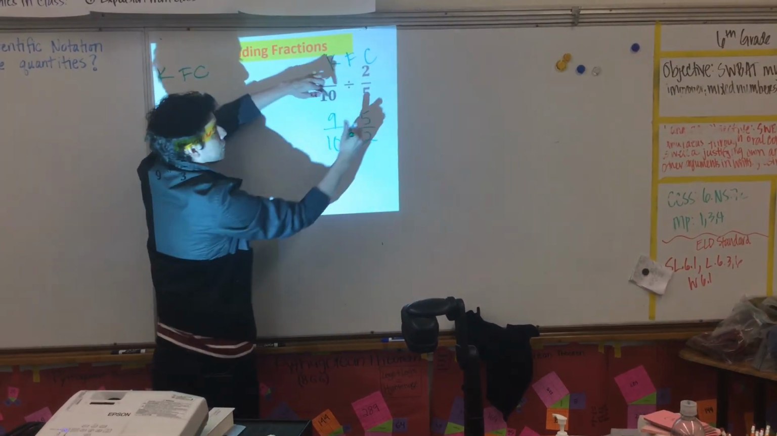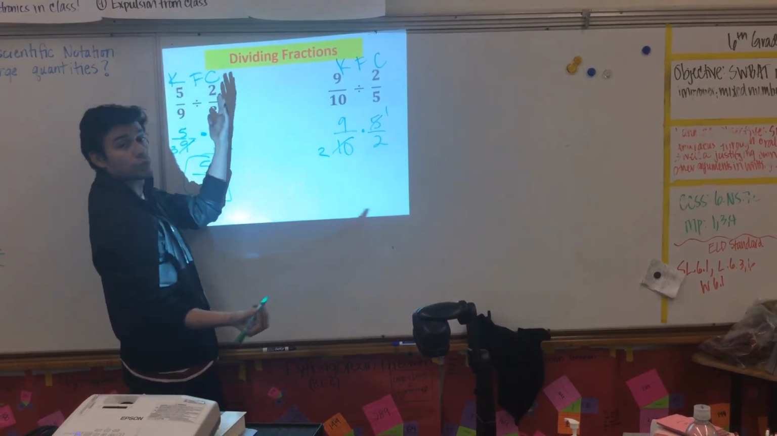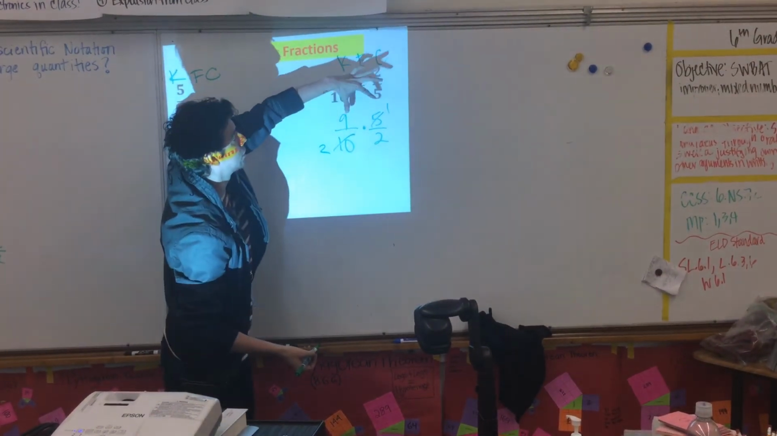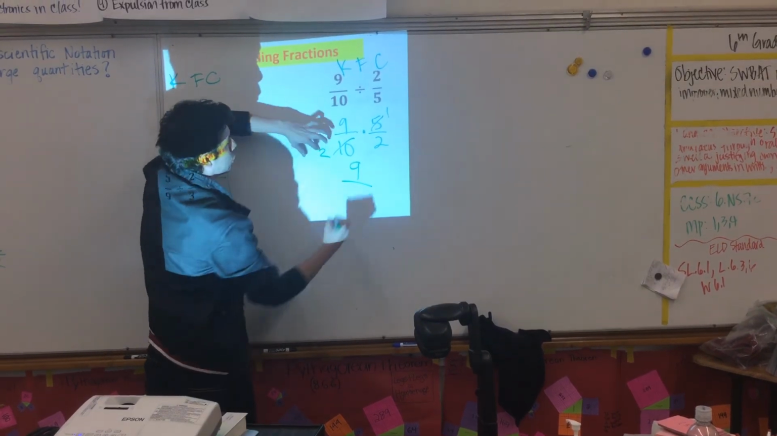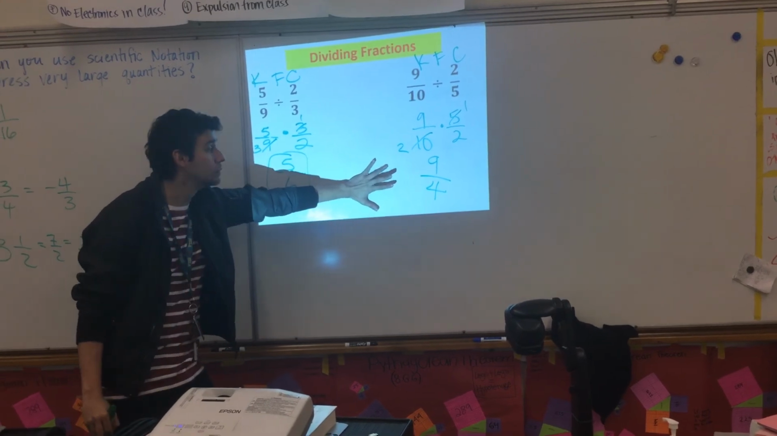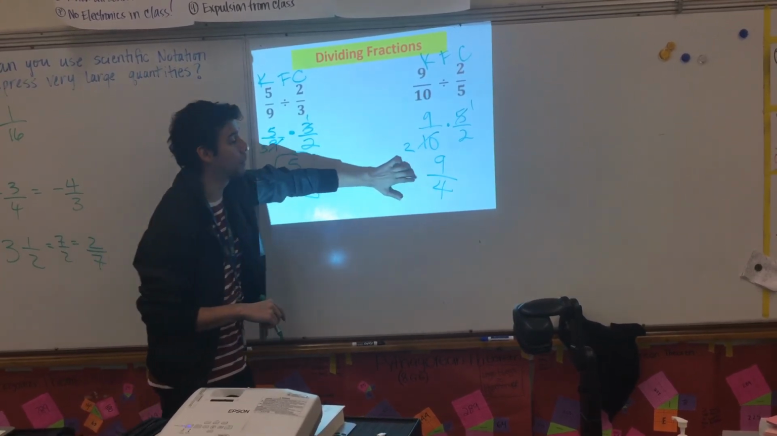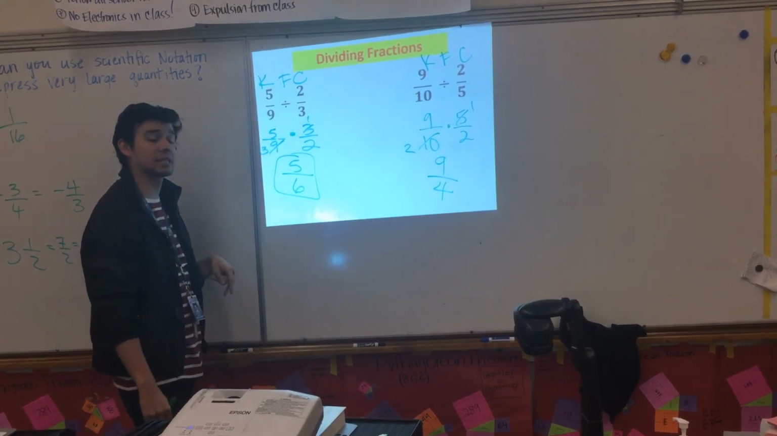5 goes into both of these. 5 divided by 5 is 1. 10 divided by 5 is 2. Then you just multiply. Numerator times numerator. 9 times 1 is 9. 2 times 2 is 4. Now, this is an example of what type of fraction? If you said it's improper, you are correct. Remember, we don't like improper fractions as answers. So turn it into a mixed number.